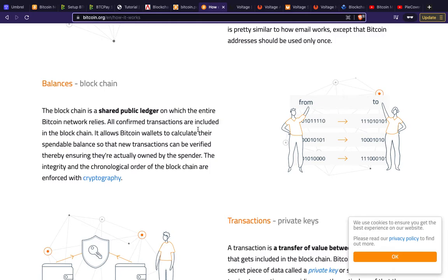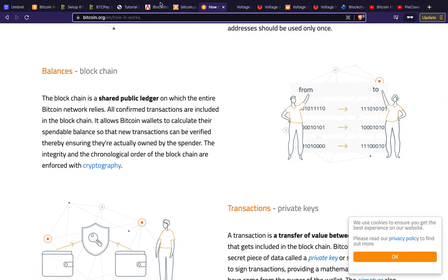All confirmed transactions are included in the blockchain. It allows Bitcoin wallets to calculate their spendable balances, so that new transactions can be verified, ensuring they are actually owned by the spender. The integrity and chronological order of the blockchain are enforced with cryptography. So it's all about cryptography.